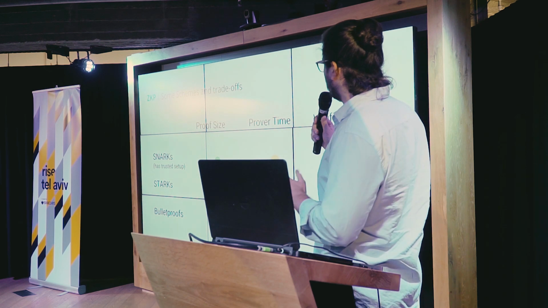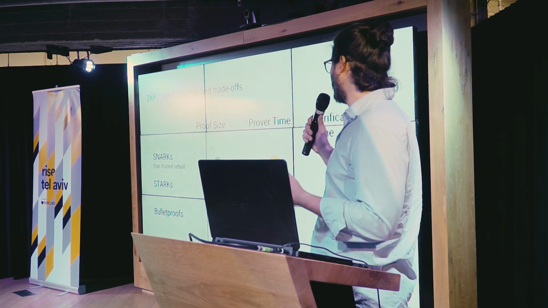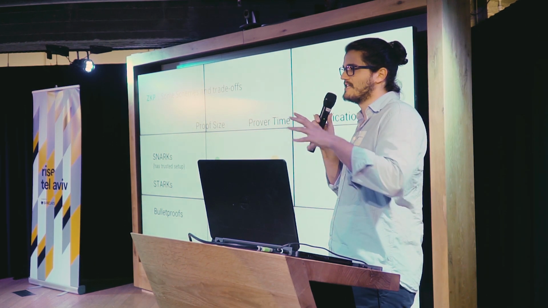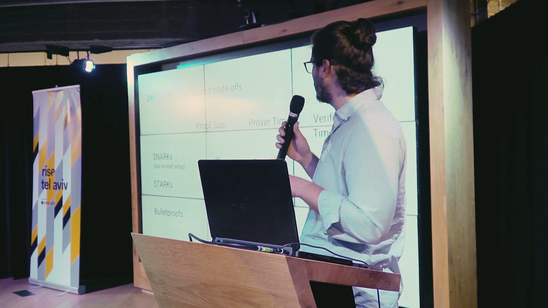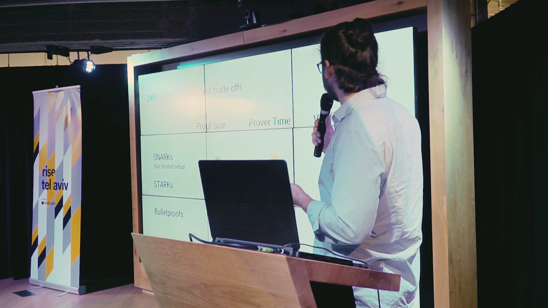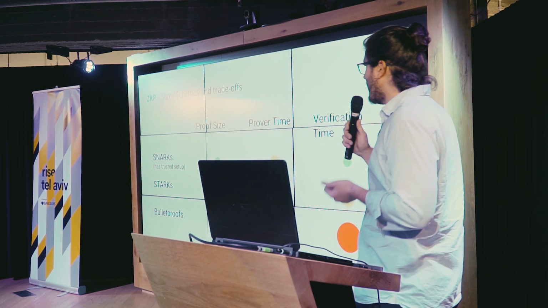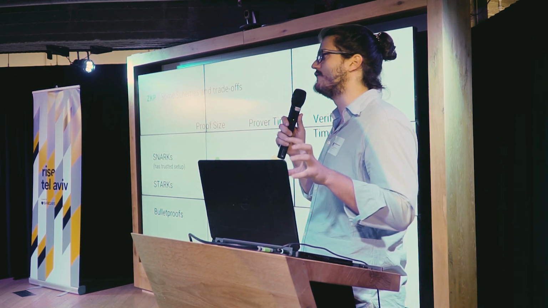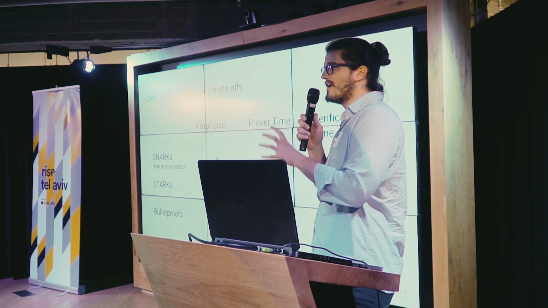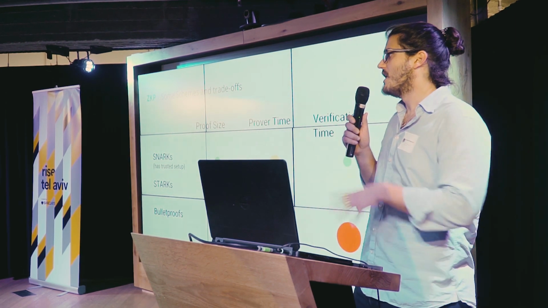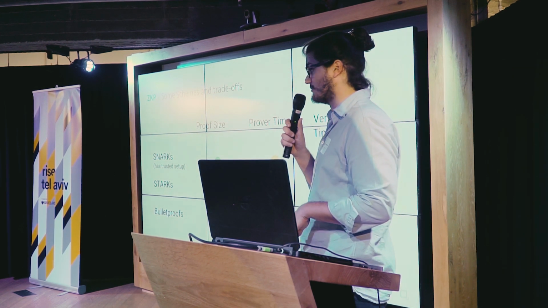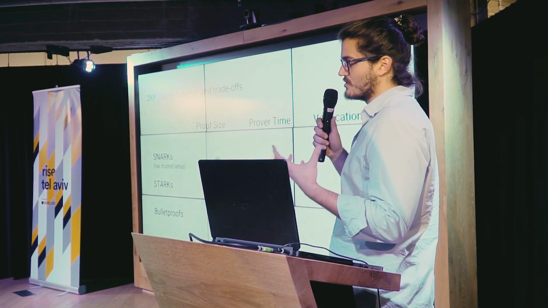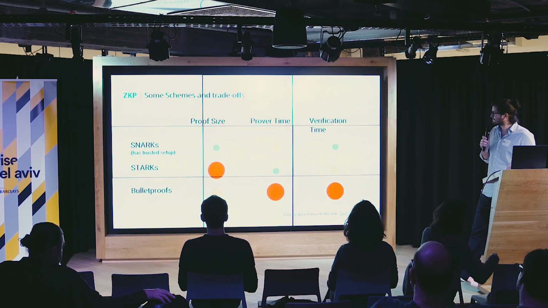Now, STARKs, as you can see, have a larger proof size. Prover time is pretty fast for a specific kind of constraint systems, I would say, or problem statements. And the verification time is also pretty good. And bulletproofs are schemes that are now being used in Monero that are good for very small computations. So range proofs, for example, in cryptocurrencies are now being implemented with bulletproofs. But for larger circuits or larger computations, you probably don't want to use bulletproofs.